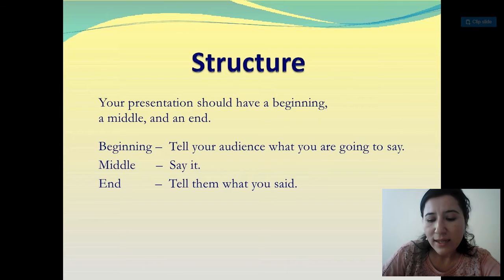Structure, or layout. Your presentation should have a beginning, a middle, and an end. In the beginning, you have to tell your audience what you're going to say, so they know what you're going to speak about. In the middle, you say it. And at the end, you tell them what you have just said.